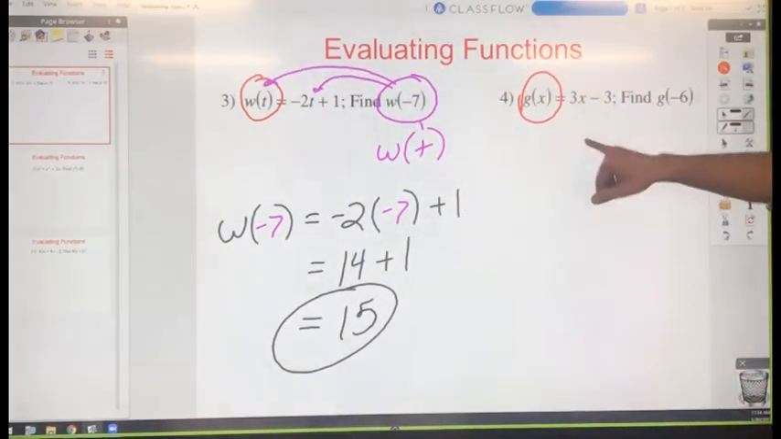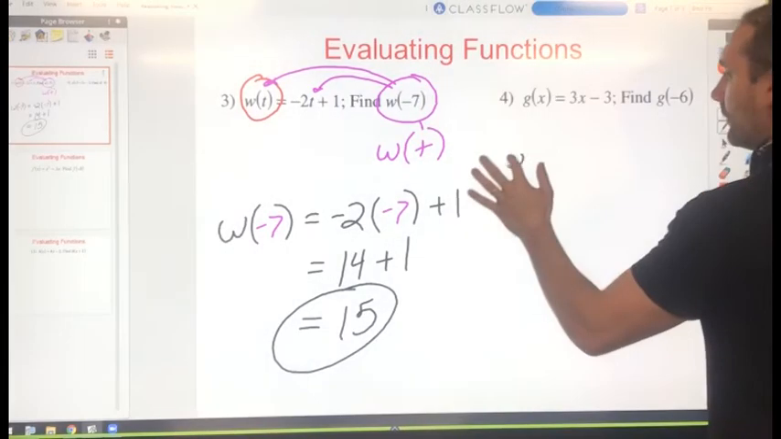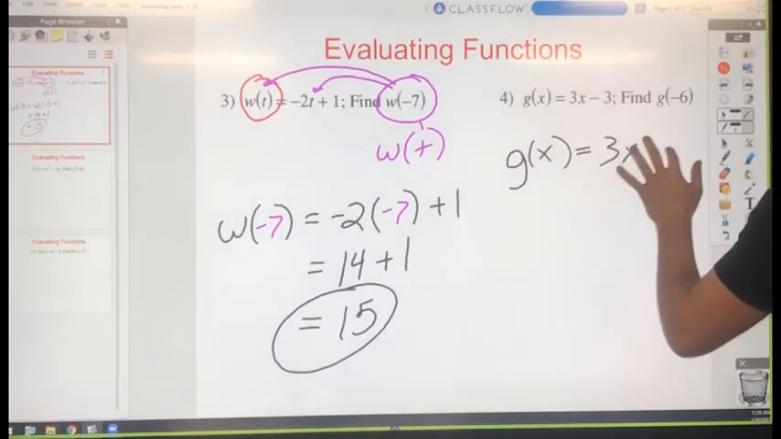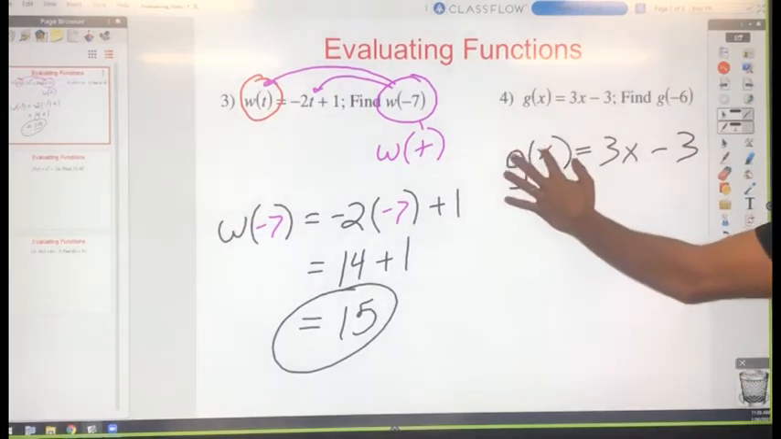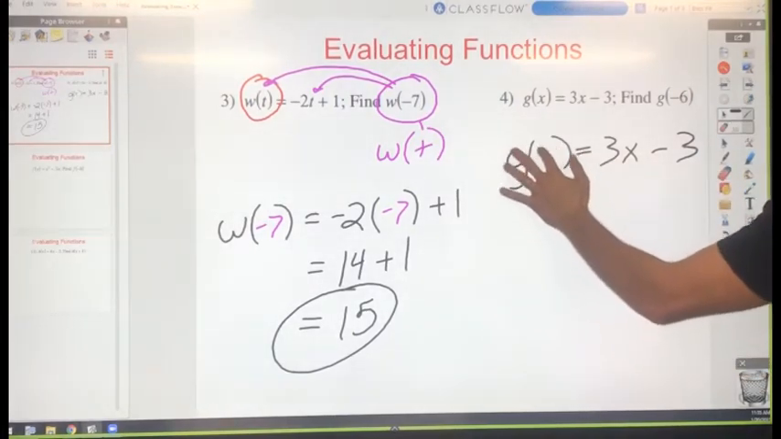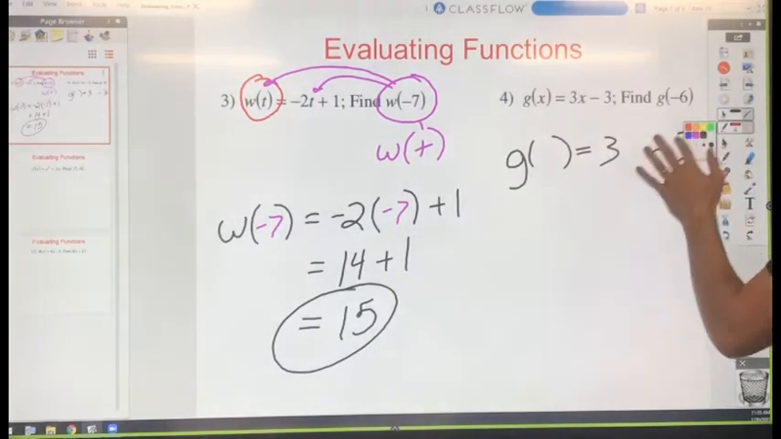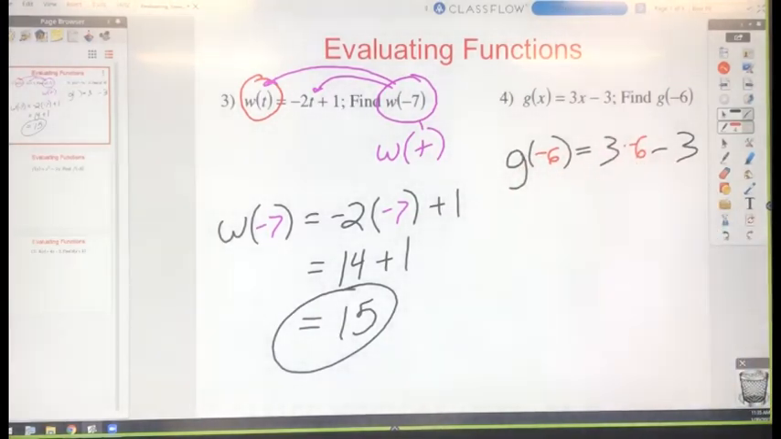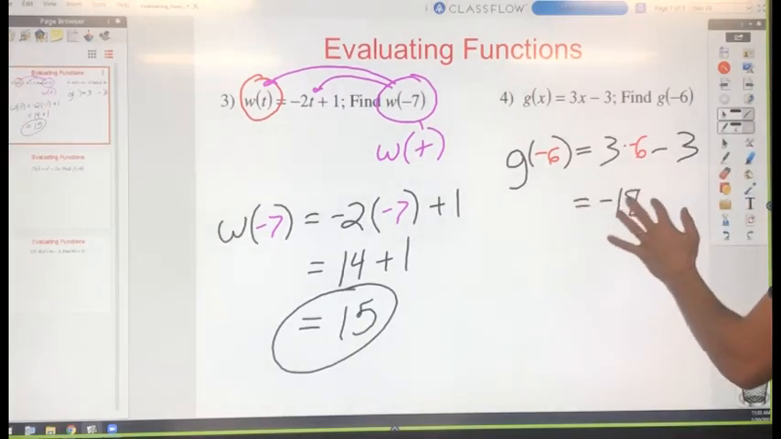So let me give you a minute. See if you can find g of -6 where g of x equals 3x minus 3. So I have this problem: g of x equals 3x minus 3, where now I want to find g of -6. So everywhere I have an x, I'm going to replace it with a -6. Very good. So g of -6 equals 3 times -6 minus 3, which is -18 minus 3.